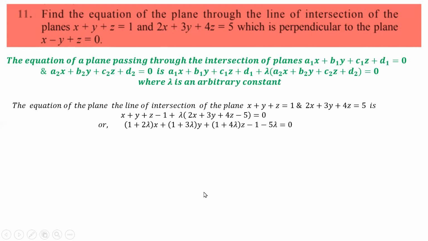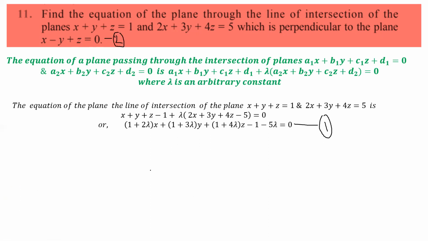That is, the coefficient of x is 1 plus 2 lambda, the coefficient of y is 1 plus 3 lambda, and the coefficient of z is 1 plus 4 lambda, so minus 1 minus 5 lambda. Now this equation, if we mark it, this is equation 1.